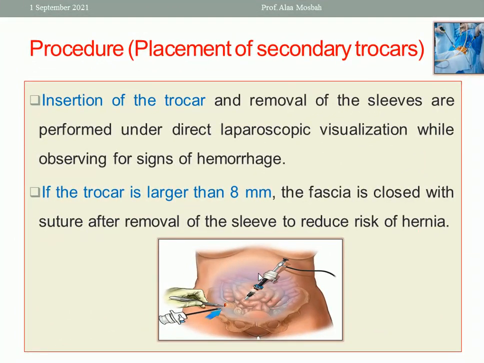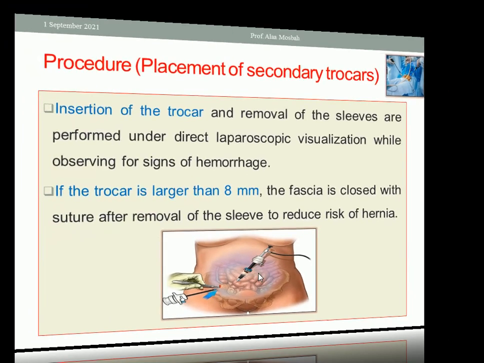Insertion of the trocar and the removal of the sleeves are performed under direct laparoscopic visualization while observing for signs of hemorrhage. If the trocar is larger than 8 mm, the fascia is closed with suture after removal of the sleeve to reduce the risk of hernia.